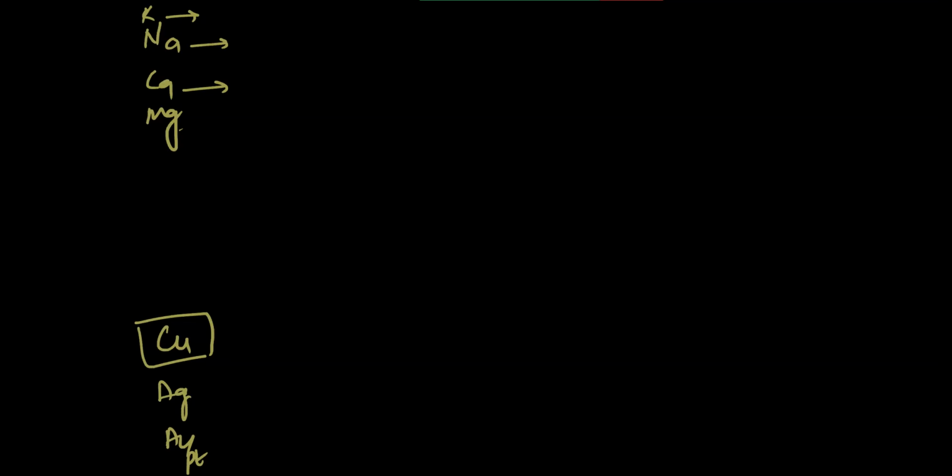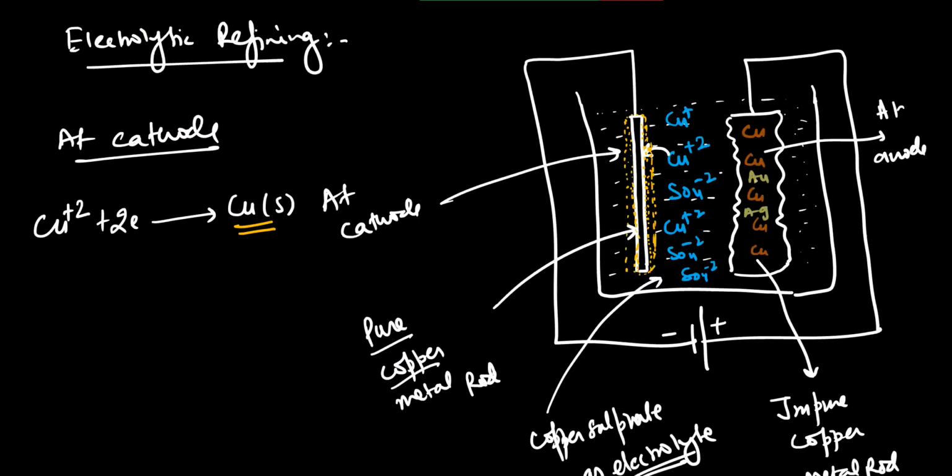So if this is gold, platinum, other pure metals, and impurities like copper and gold are present in this one, they are not going to lose their electron. Only copper will lose its electron because it is more reactive. So the copper from this one will easily lose its electron. So what would happen at the anode? What is going to happen? The Cu solid atom will lose 2 electrons and will become copper ion.